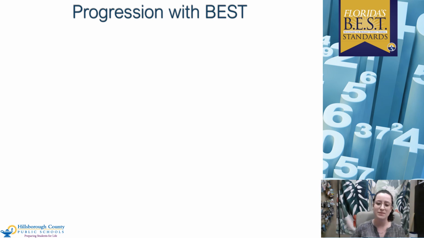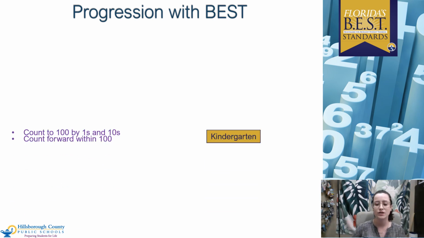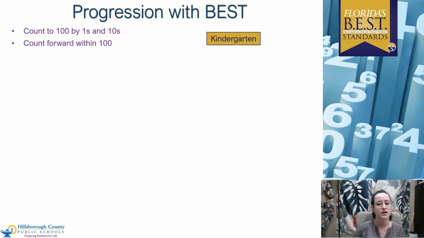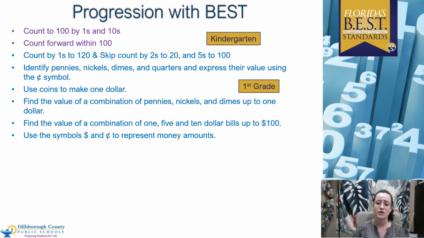Welcome back. Let's talk about the progression with BEST. In kindergarten, students are counting by ones and tens to 100, as well as counting forward within 100. Students in first grade will continue on with counting by ones to 120. They'll skip count by twos to 20 and fives to 100.